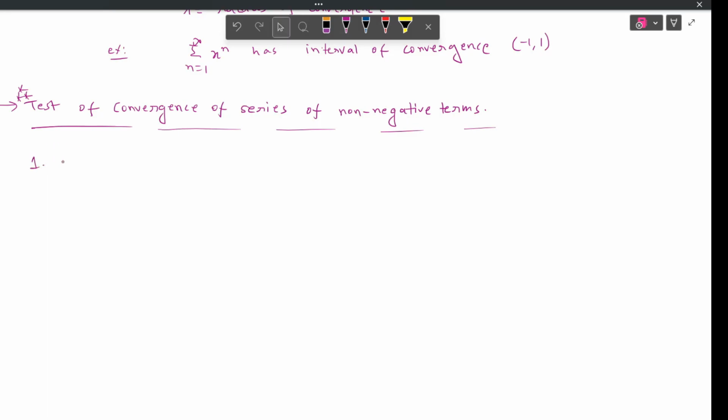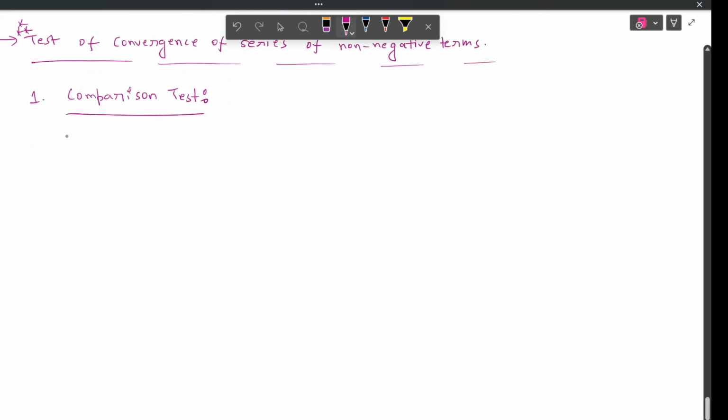First one is the comparison test. So let us see the theorem regarding this. This should be our theorem 1.